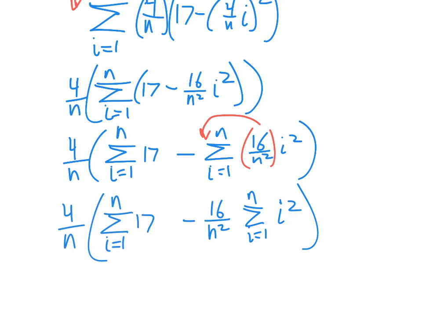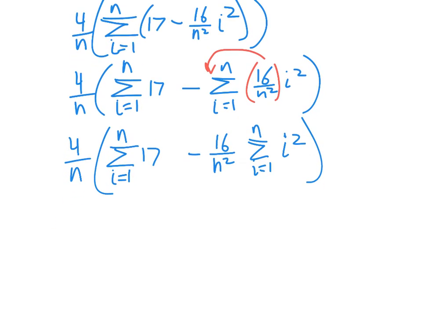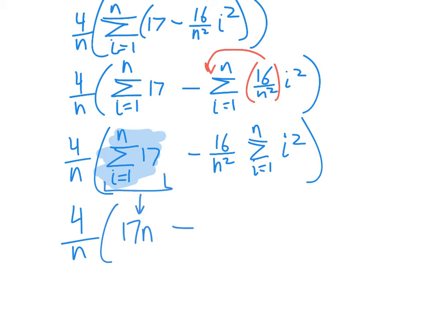All right. Now, we have ways that we've developed to evaluate these summations. So the first one we have here is the sum of a constant. So this is 17 plus 17 plus 17 plus 17 plus 17, n times. What does that come out to be? Well, that is 17 times n, right? All right, so that part became 17n.